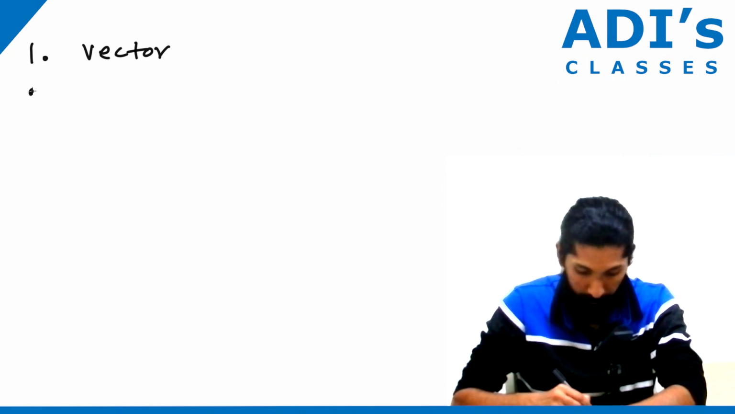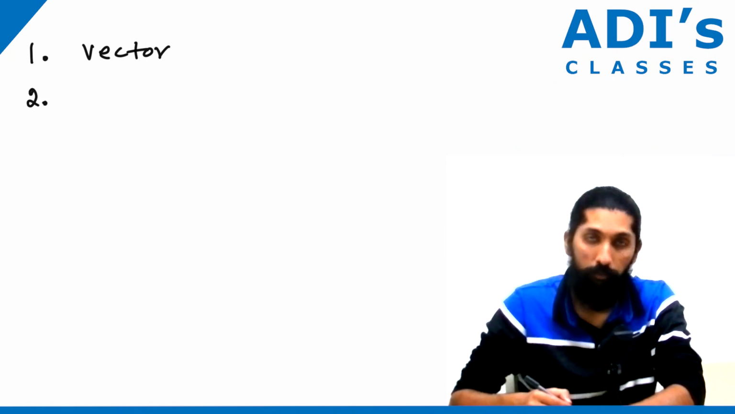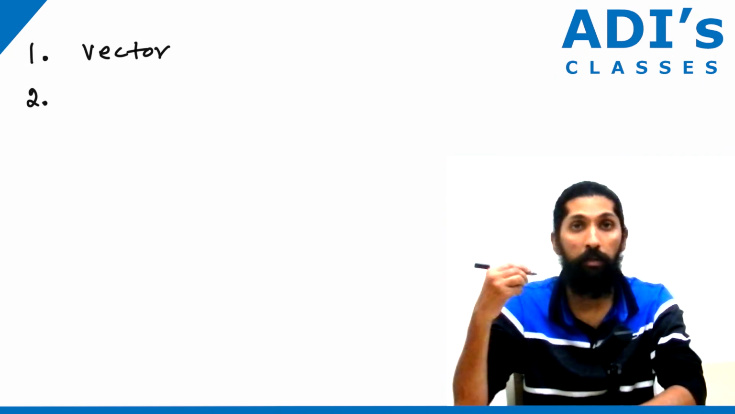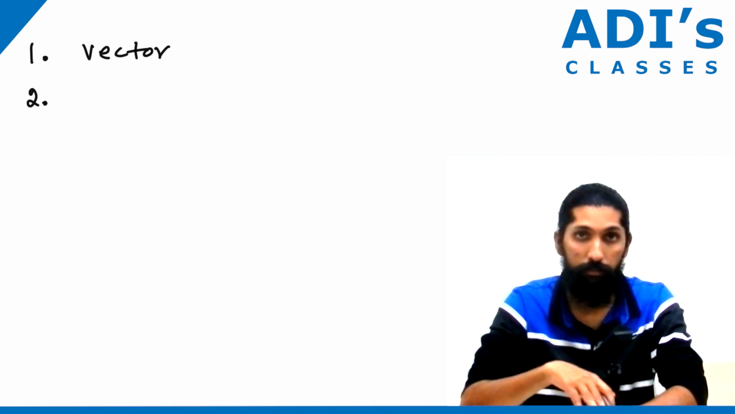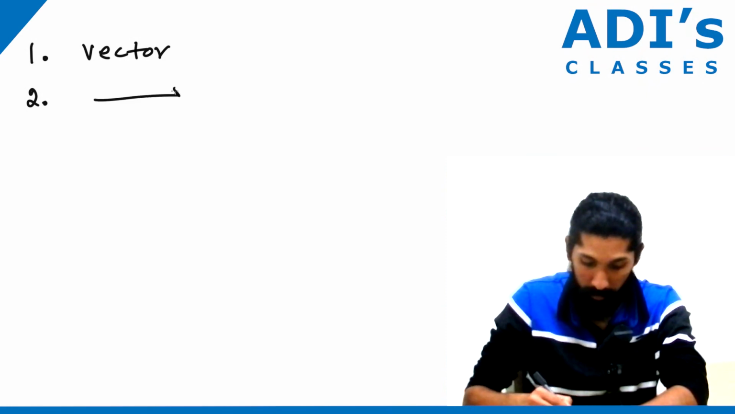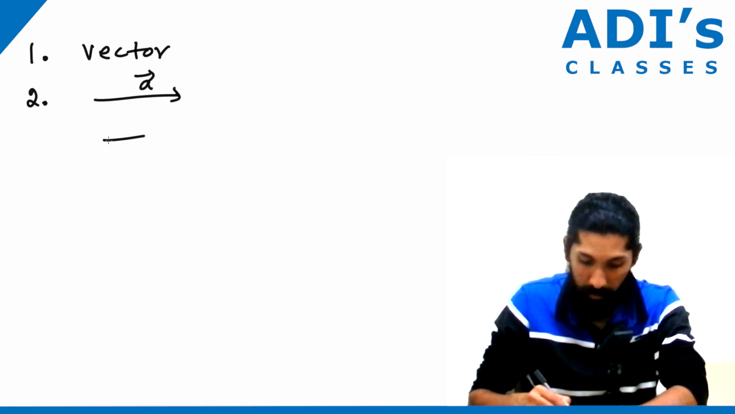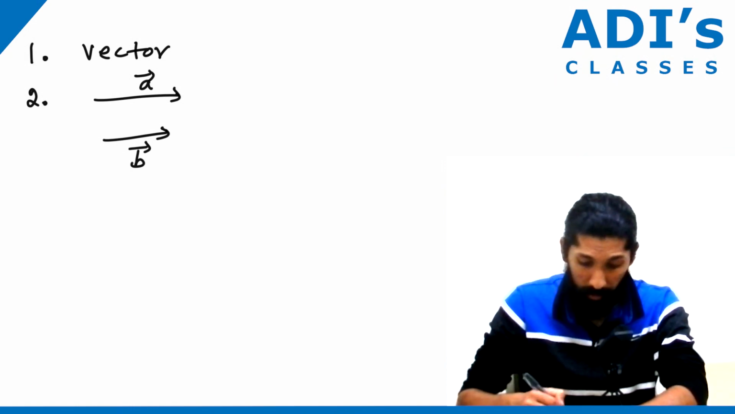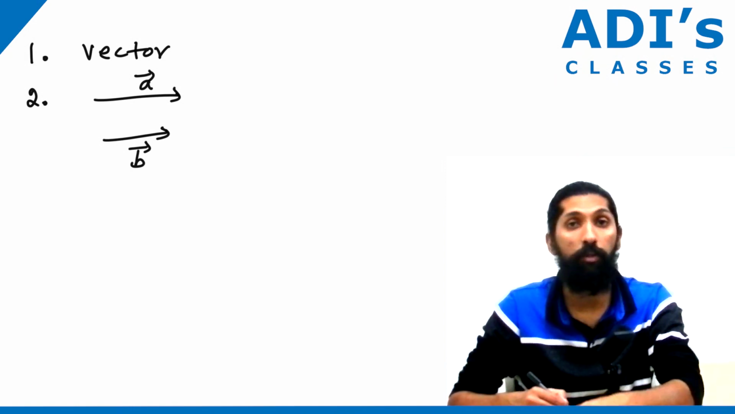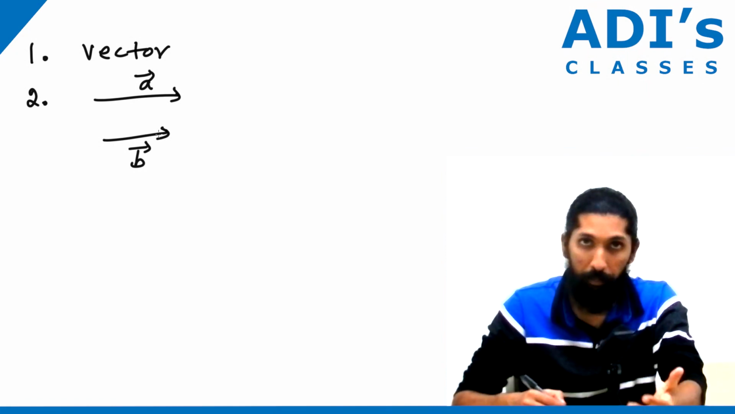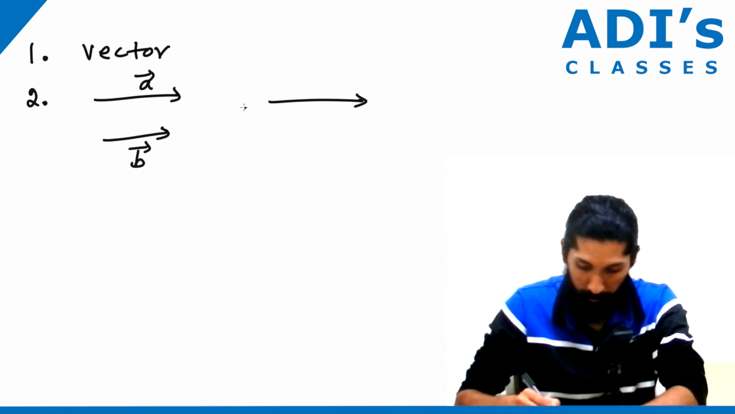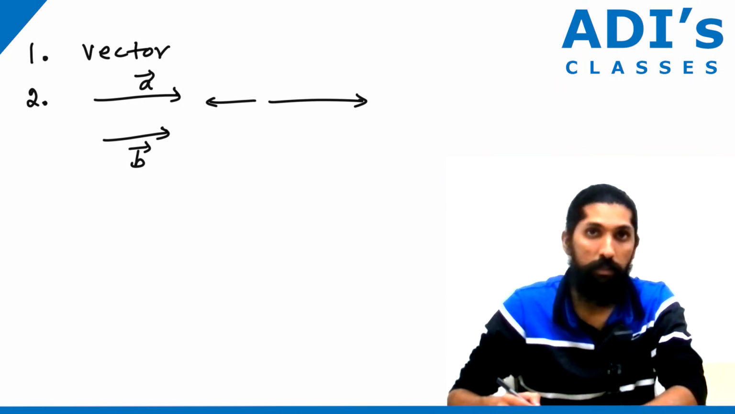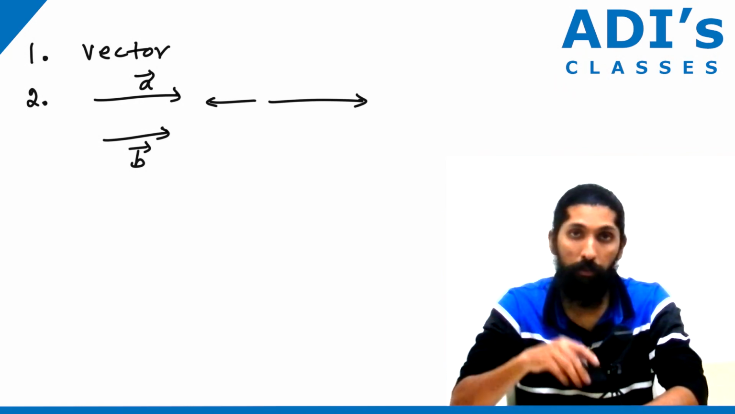The second one is that whenever we have two vectors, let's say those two vectors are parallel to each other. Let's say this is one vector, vector A, and this is one more vector, vector B. Now here, if they're parallel, or collinear, or anti-parallel, like it could be like this also, in all these cases, the cross product becomes 0.